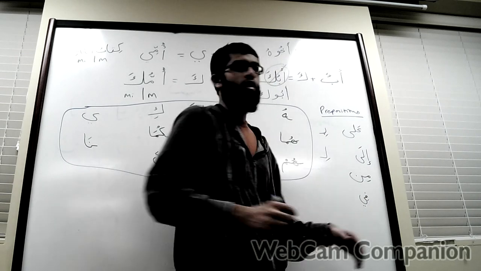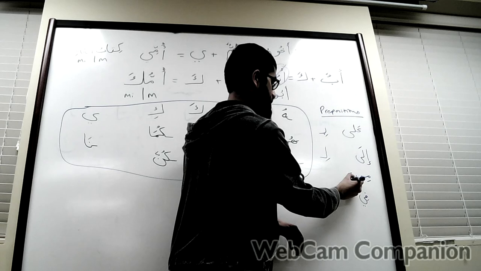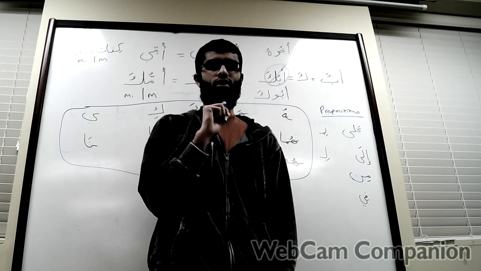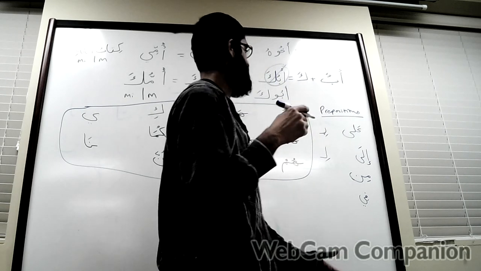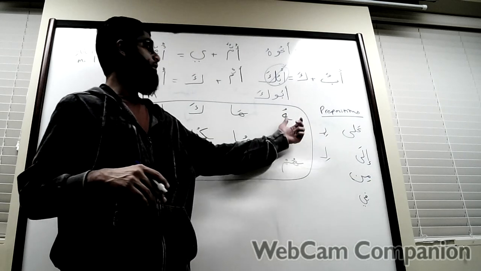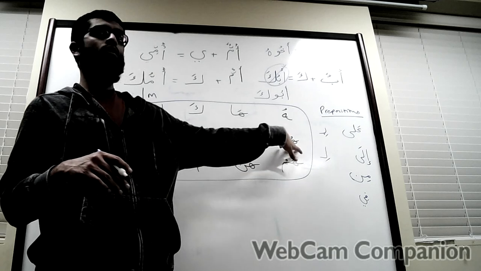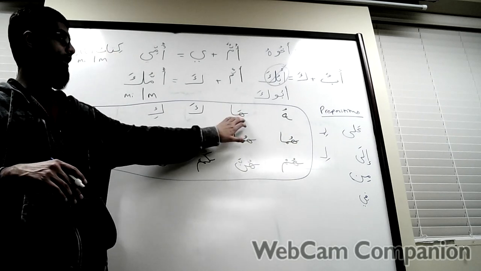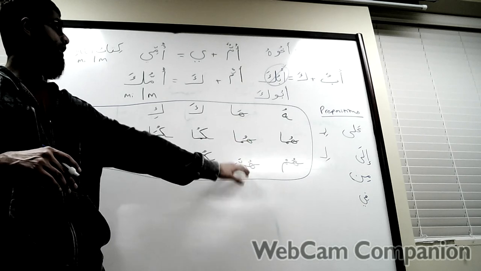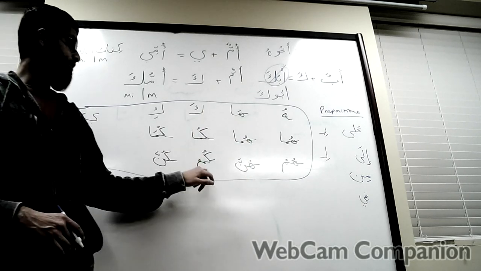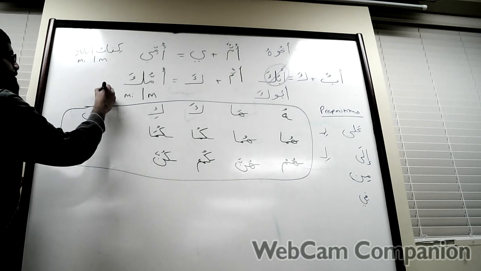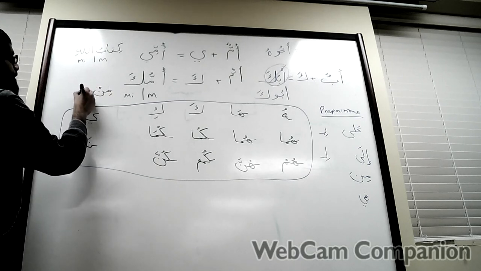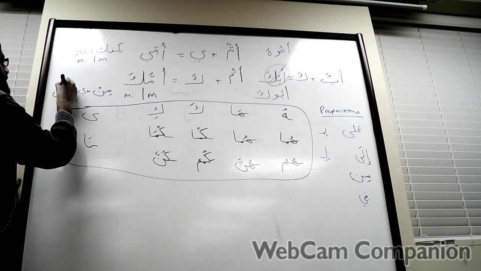If I want to say from him, I'm trying to think of a simple ayah or hadith that has this. But okay, from him is going to be minhu, and from them two, minhuma, minhum, minha, minhuma, minhunna, minka, minkuma, minkum, minki, minkuma, minkunna, minni. So I'm going to rewrite this. Min plus ya mutakallim is going to be minni, so you're going to double up on the nun.